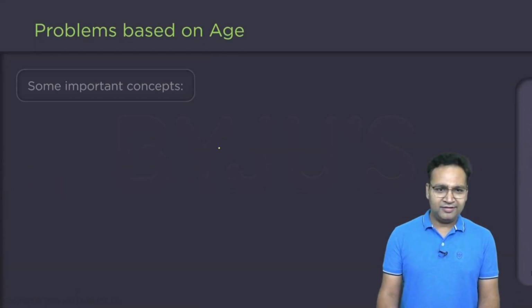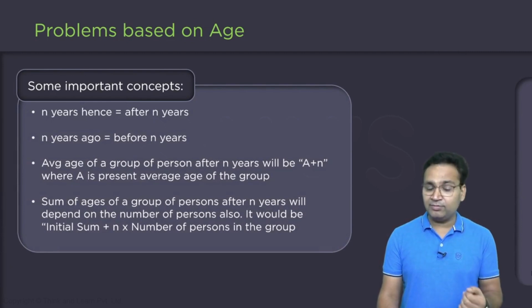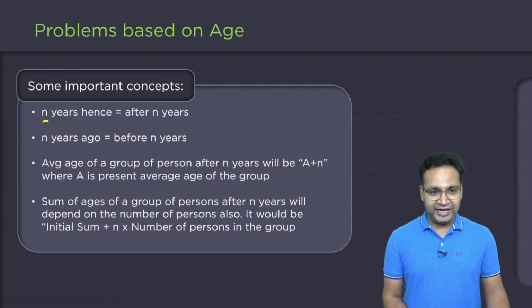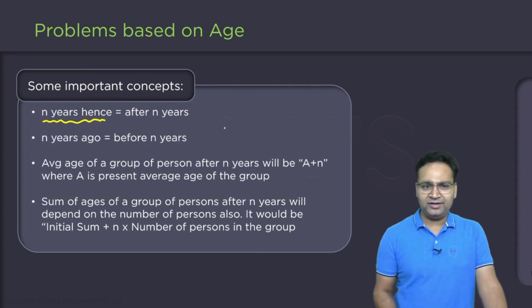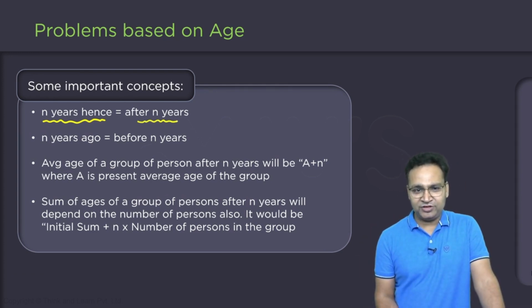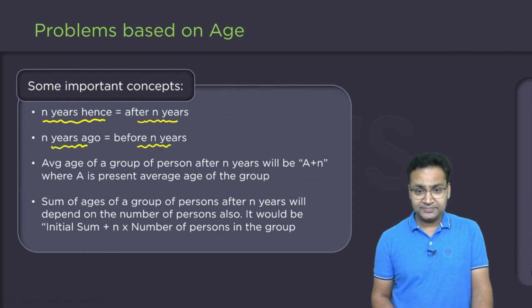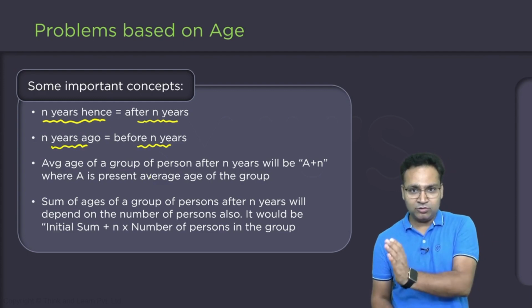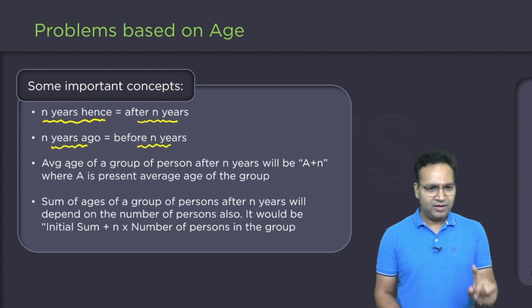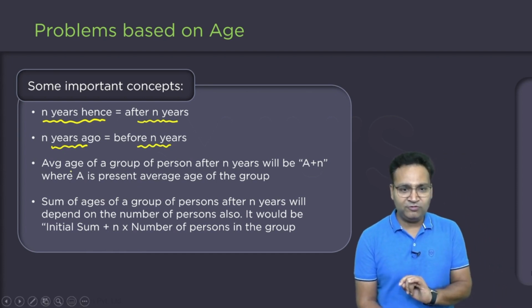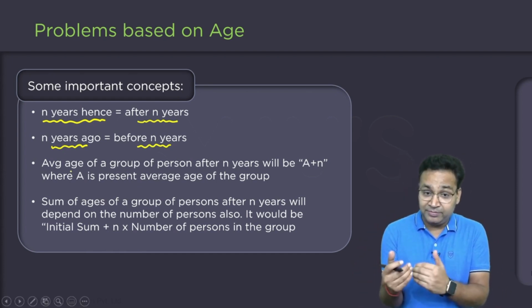Okay, let's look at some other pointers like n years hence. Sometimes people get confused. What is this hence? N years hence is as good as after n years. N years ago is called before n years, right? Okay. Average age of a group of persons after n years will be a plus n.